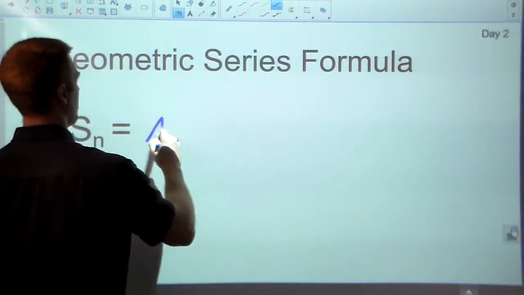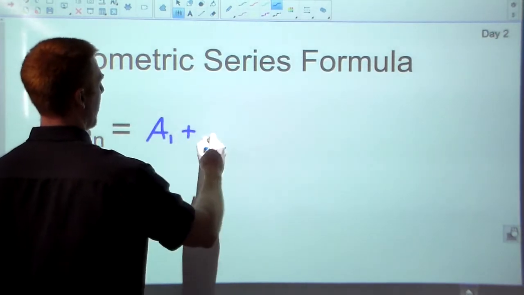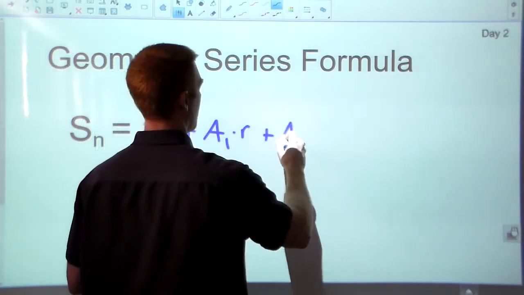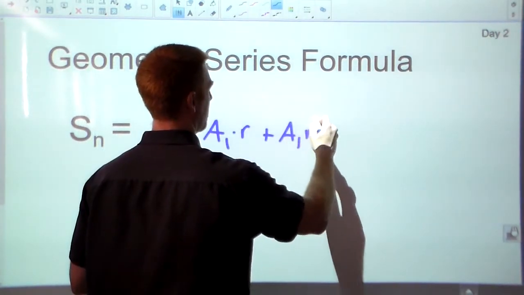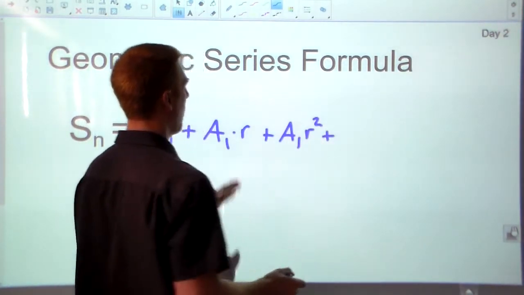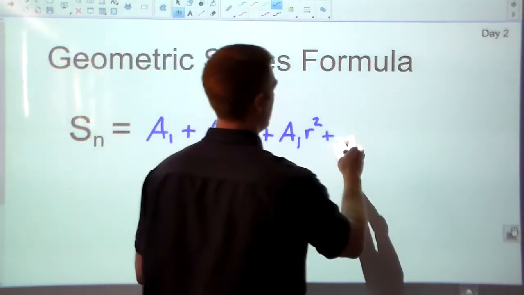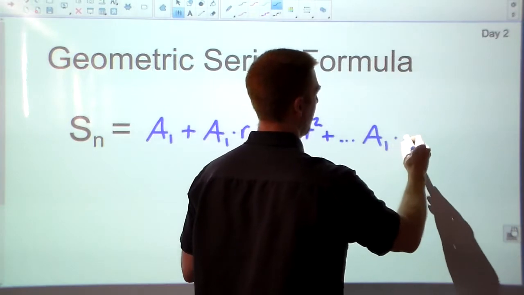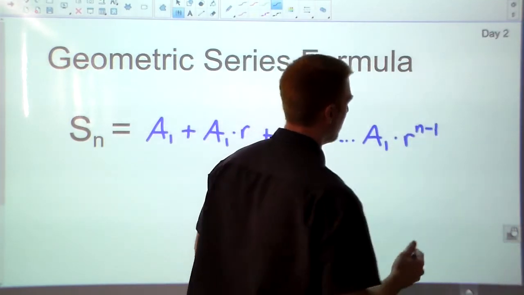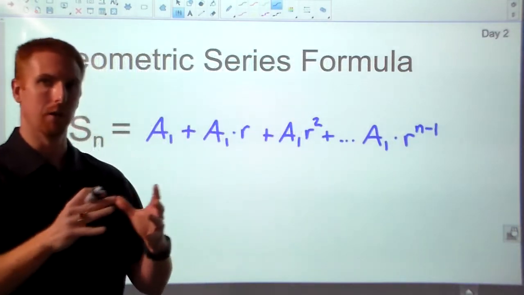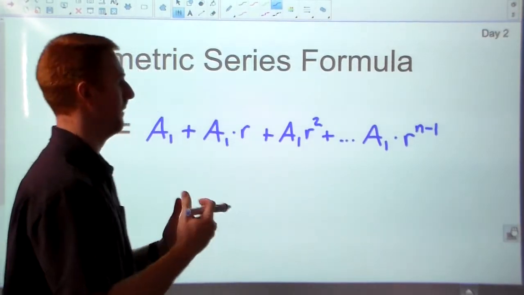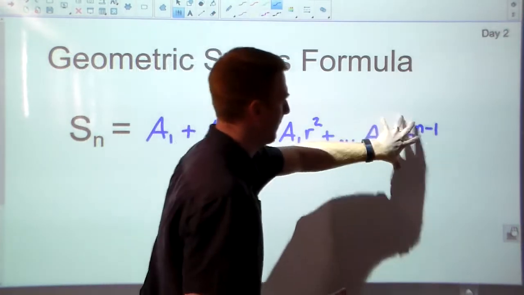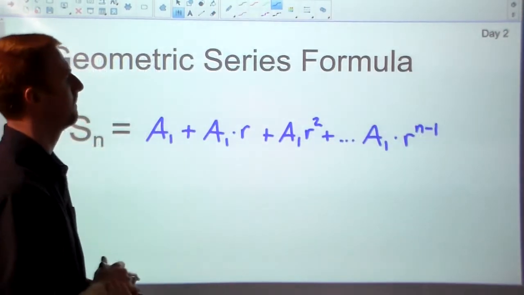So you would begin with the first term. And then the second term would be A1 times R. And then the next term would be A1 times R squared. And then R would continue increasing. And this pattern is going to continue until you get to A1 times R to the n minus 1, because that is your A sub n, your last term. Whatever value n is, when you get to A sub n, by the sequence definition, that's it right there.